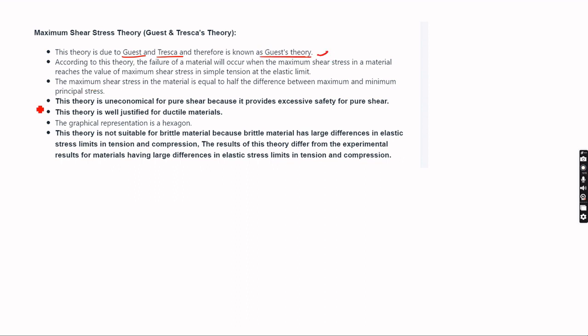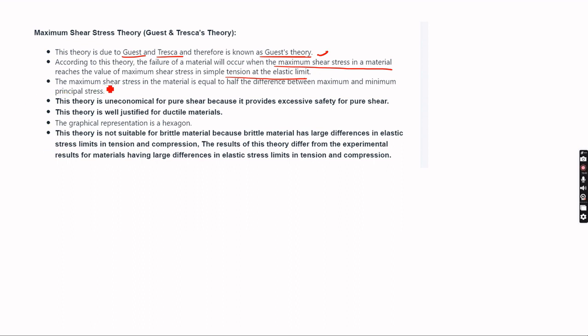According to this theory, the failure of a material will occur when the maximum shear stress in a material reaches the value of maximum shear stress in a simple tension test at the elastic limit. This is also a point. Each and every point I will prove and show you graphically and explain to you. I'm just telling you the bold points here for your objective questions.